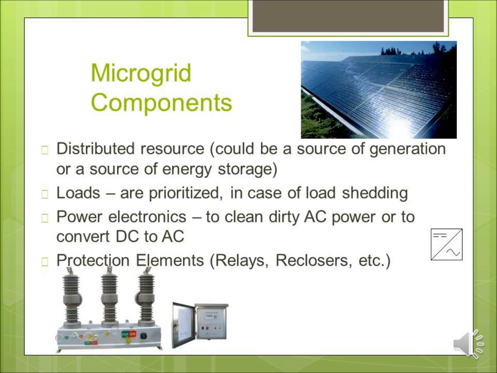The 4 main components of microgrids are distributed resources, which include generation and storage, loads, power electronics, and protection elements. Power electronics are particularly important because they must clean dirty AC power or they convert DC to AC. This allows the microgrid to connect to the macrogrid.